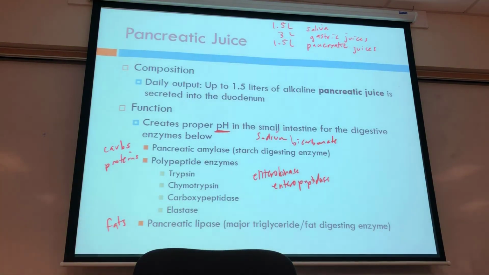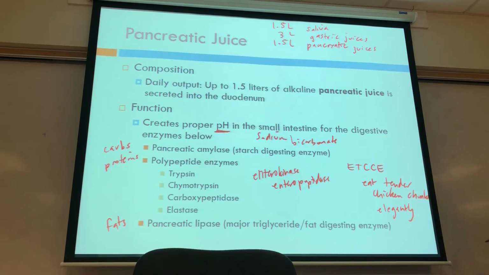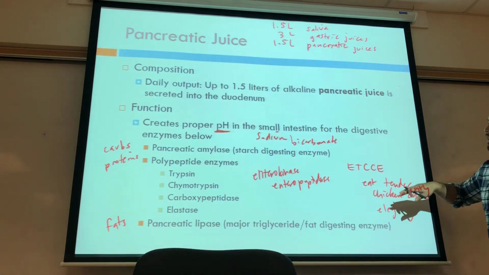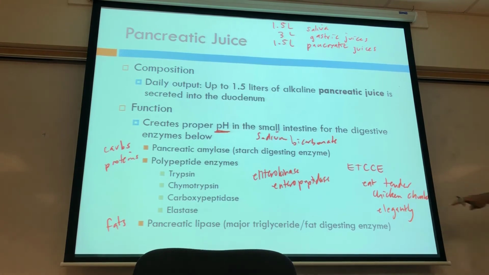So the acronym here that they use in medical school is ETCCE, for eat, tender, chicken, chunks, elegantly. Now, these are silly, but that's how you remember these things. So ETCCE is what's used, and that helps you remember elastase, trypsin, chymotrypsin, carboxypeptidase, as well as enterokinase.